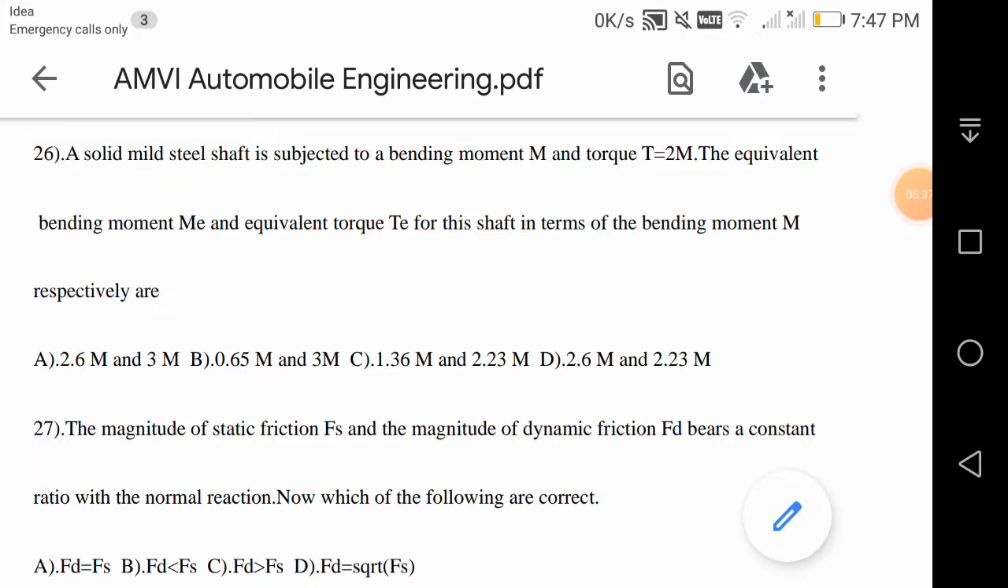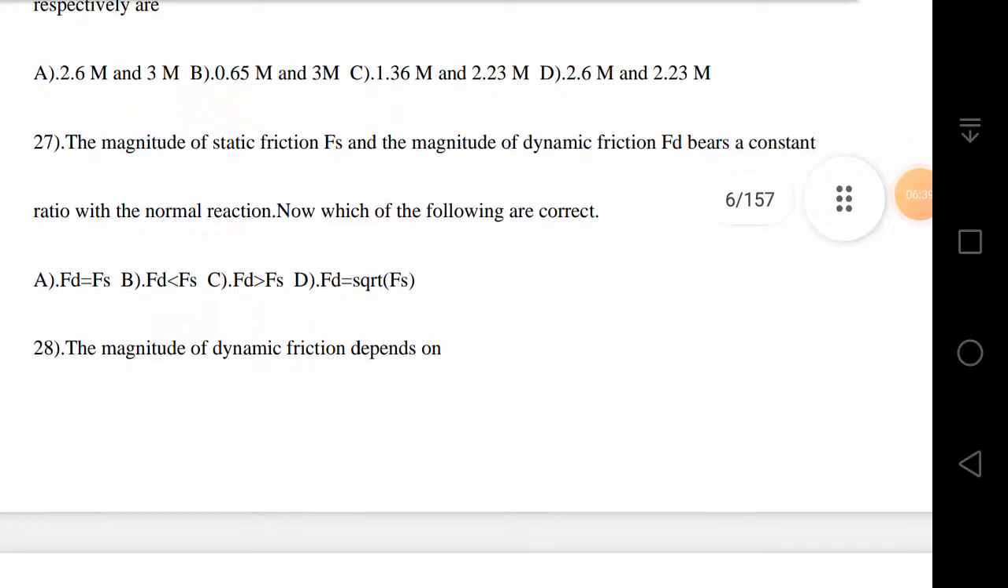So the magnitude of static friction Fs and the magnitude of dynamic friction Fd bear a constant ratio with the normal reaction. Now which of the following are correct? He is making a comparison between static friction and dynamic friction. Out of the given statements, which is the correct statement he is asking. Actually B is the correct answer.